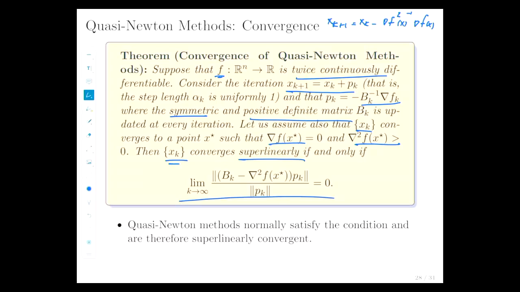Can someone tell me what is the importance of superlinear convergence? Can someone tell me what superlinear convergence is? The limit of ||x_{k+1} - x*|| over ||x_k - x*|| equals 0. Okay, that's how we define it: the limit superior as k goes to infinity of this ratio equals 0. But that is just a definition. What does it intuitively mean?